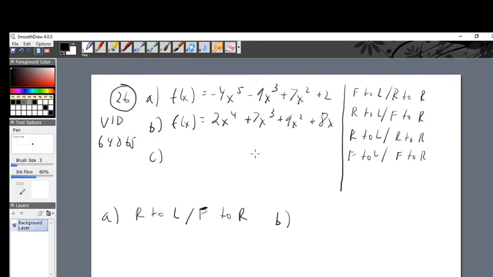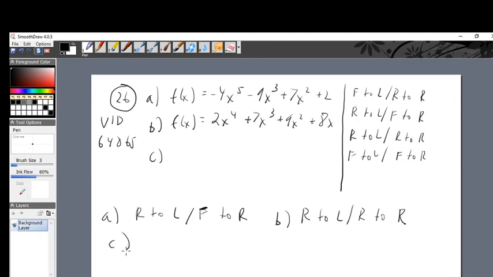So what's the answer for B? Let me give you the answer for B. It's going to be rise to the left. Unfortunately, you got to memorize this. It's a big pain. And it rises to the right.